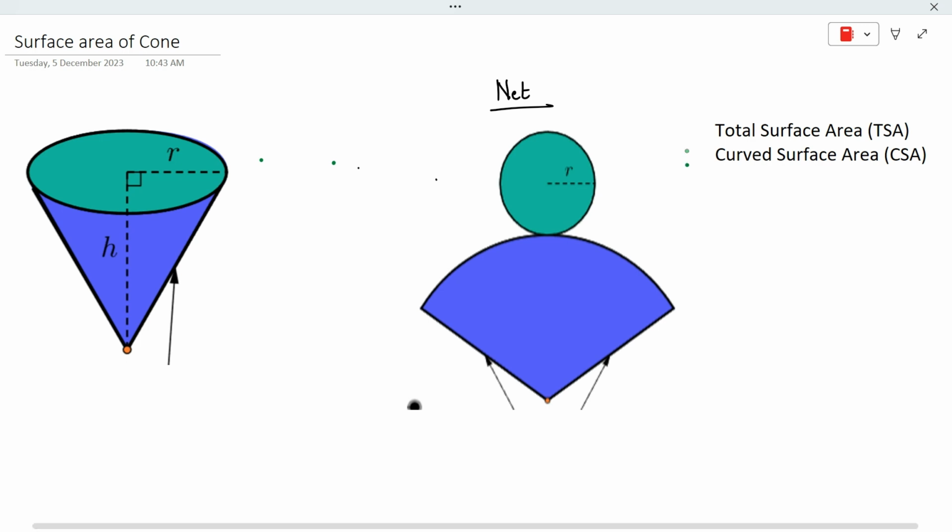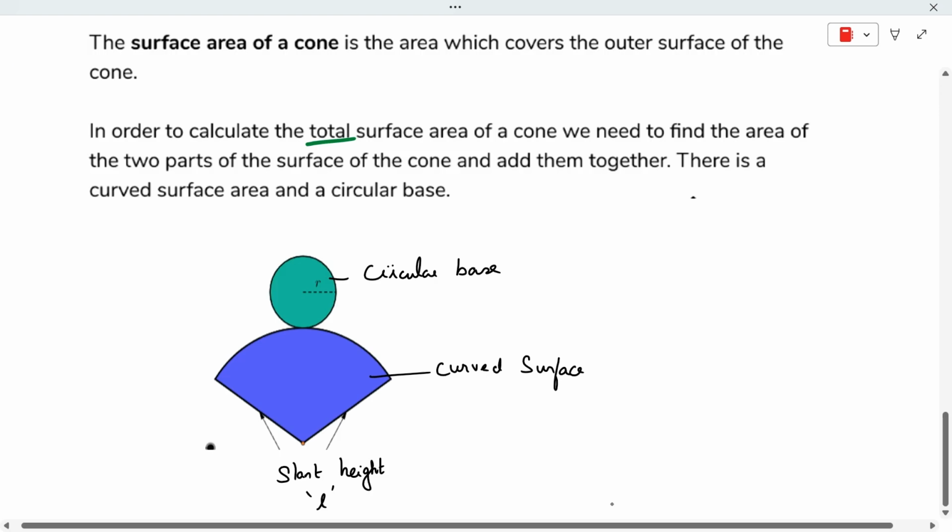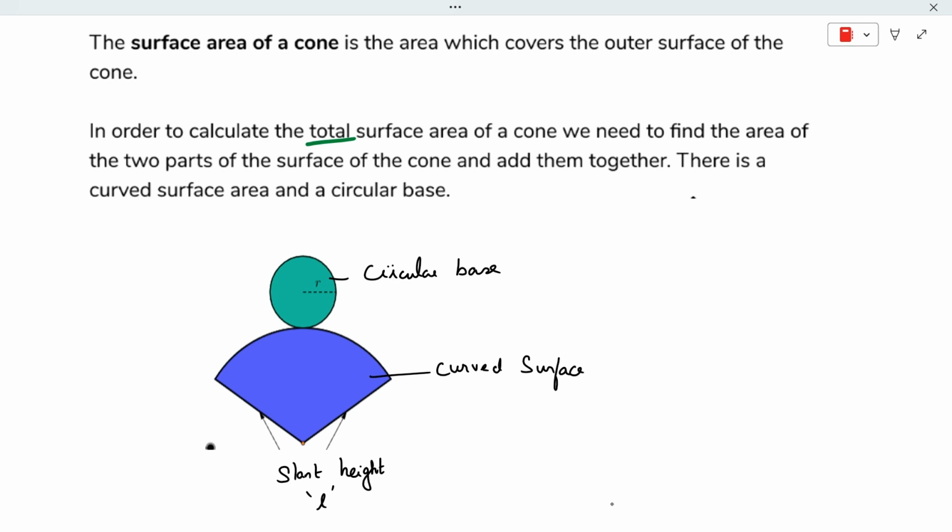In this video, we are going to derive the formula for the total surface area of a cone, which we call TSA, and the curved surface area of a cone, which we call CSA. So first, what is the surface area of a cone? The surface area of a cone is the area which covers the entire surface of a cone. In order to calculate the total surface area, we need to find the area of two parts. One, the area of a circular base, and two, the area of a curved surface.